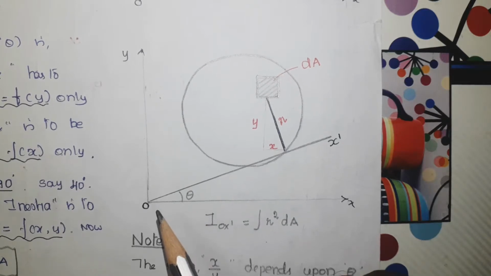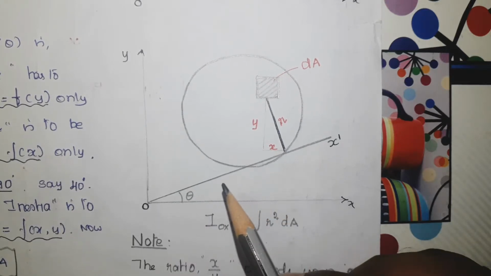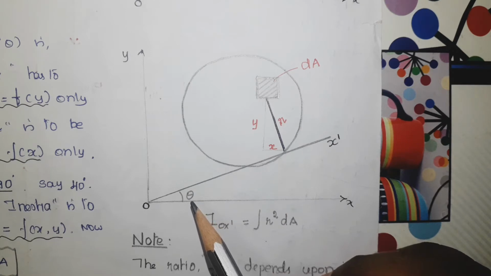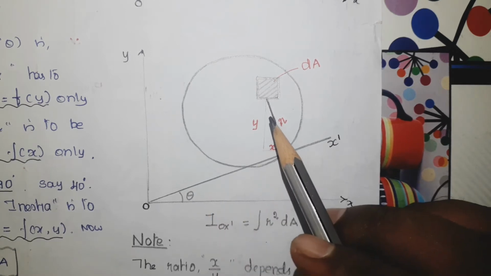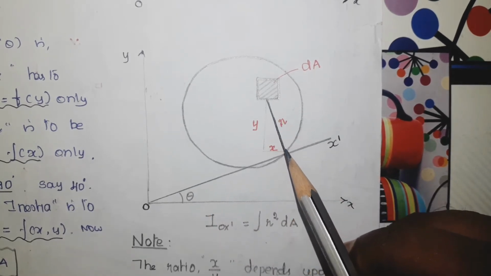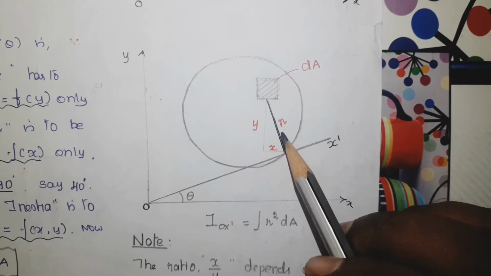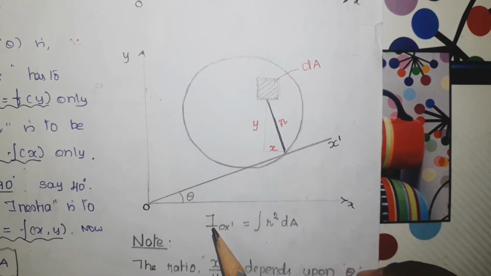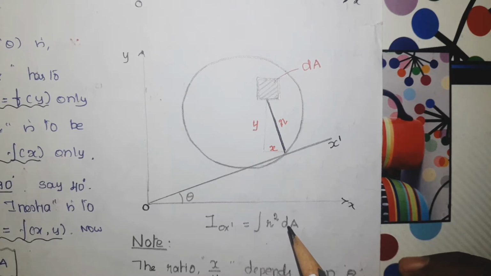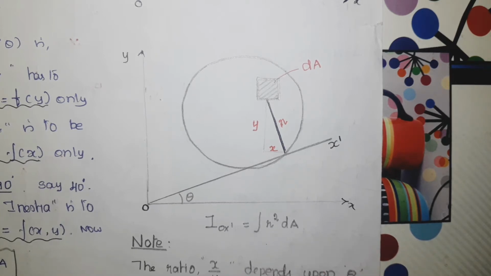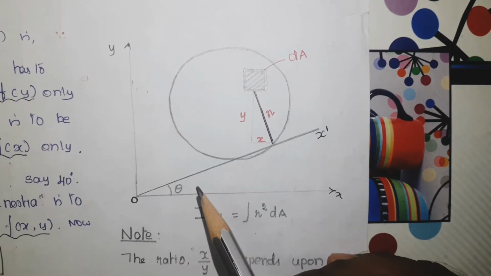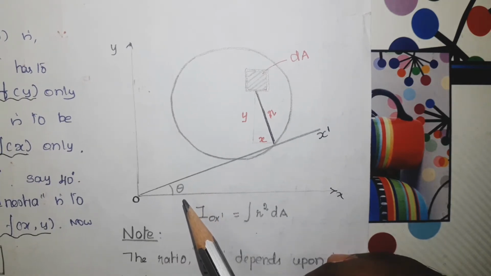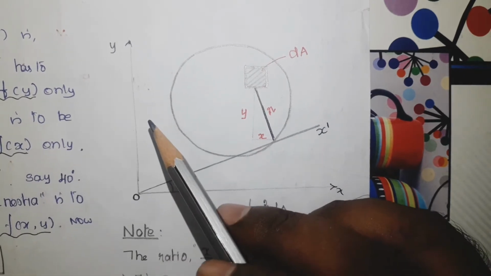Now there is an axis OX dash which is inclined by angle theta from the x axis. The distance between dA and this new axis is r. The moment of inertia with respect to OX dash is equal to the integration of r square dA. Here this angle theta varies from 0 to 90 degrees.